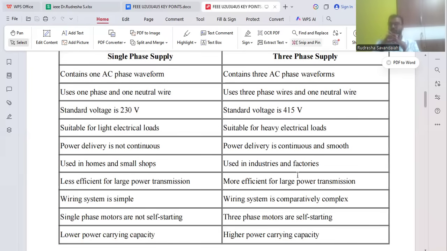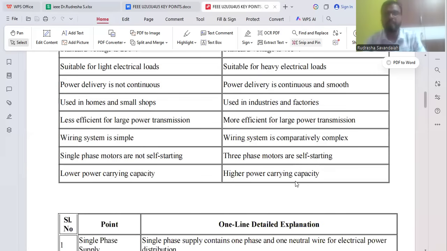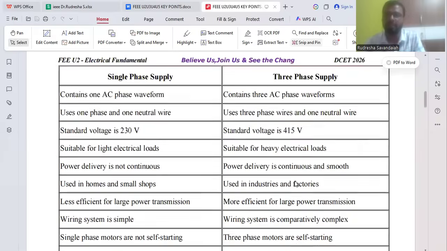The wiring system for single phase is simple, while for three phase it is comparatively complex. Single phase motors are not self-starting, while three phase motors are self-starting. Single phase has lower power carrying capacity, and three phase has higher power carrying capacity.